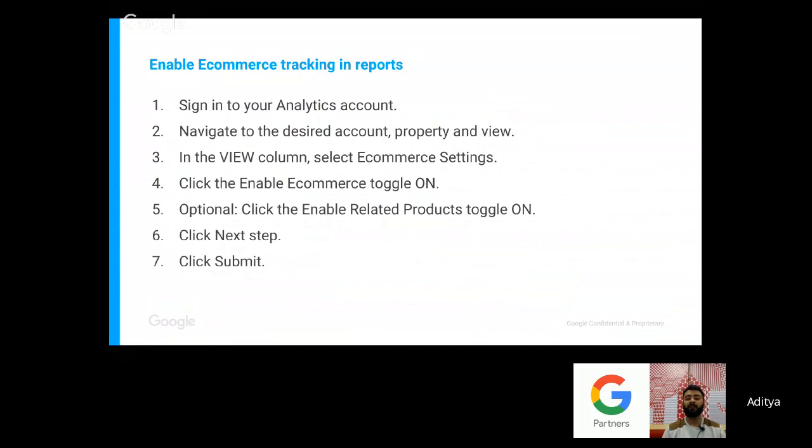To enable e-commerce tracking in reports, open your analytics account, open the desired property in view. In the view column, you have to select e-commerce settings and enable the e-commerce toggle as on. Once you've done that, you can click on next and submit. Let me just quickly show you a demo as to how this is done.